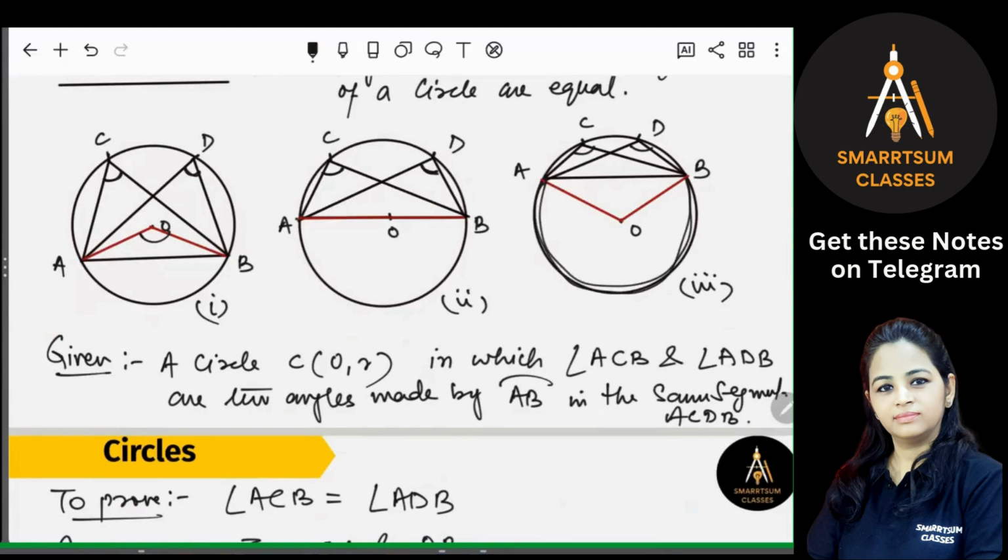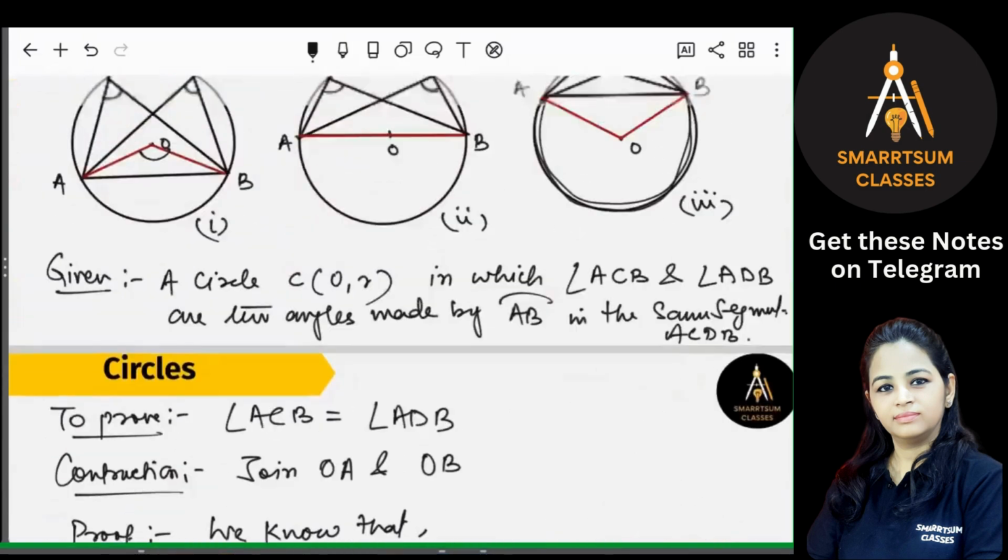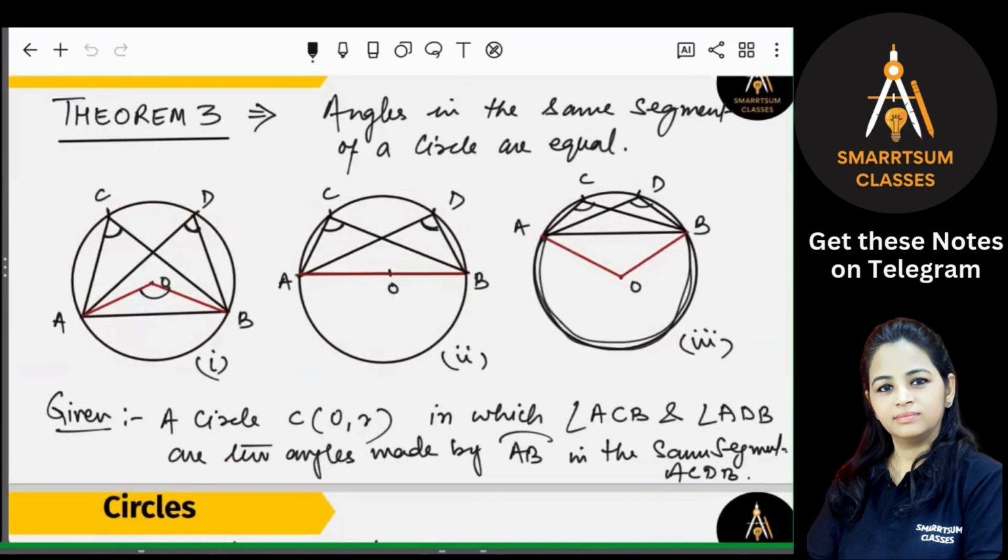So here again, theorem number 1, which we have written here, says that the angle made by an arc at the center of a circle is always equal to twice the angle made by the arc at any point on its remaining part, right? So can we say that reflex angle AOB, this one, will be equal to twice angle ACB, this, and also equal to twice ADB? Is that clear? Right? So this time, what is the angle made by the arc? This is the reflex angle.